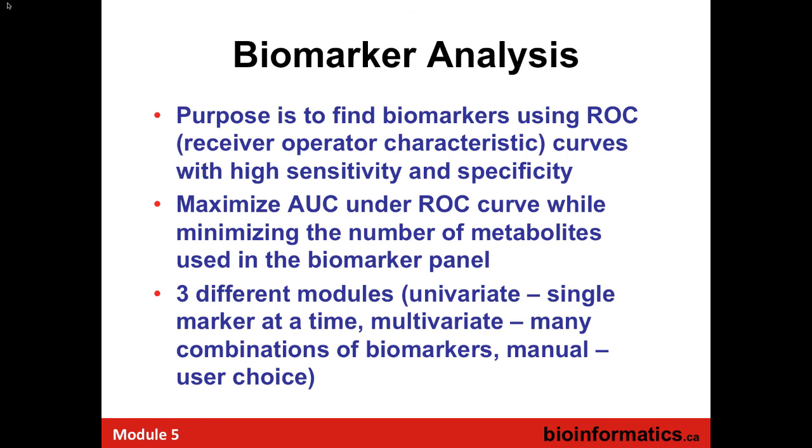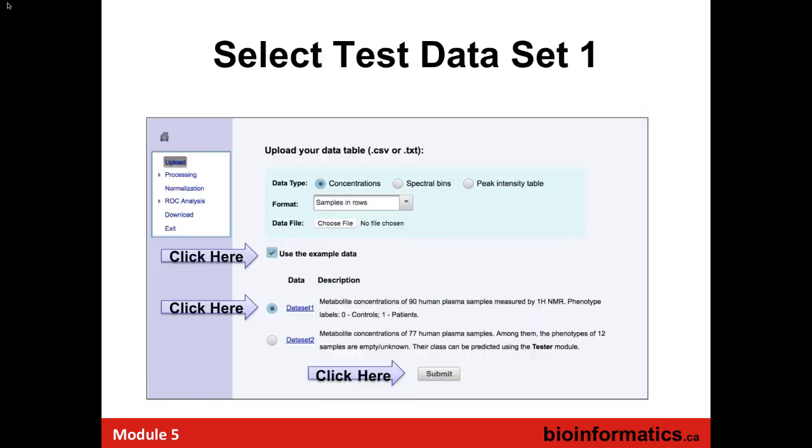So there's 3 different modules that the biomarker analysis module has. One is for a single marker analysis, a univariate one. There's a multivariate one. And then there's some people who believe they have a better idea than the computer, so they'll manually choose certain marker sets. And in fact, sometimes that works better. So you have a simple module, simple cut, click, and paste sort of thing where you can choose, in this case, a data set.